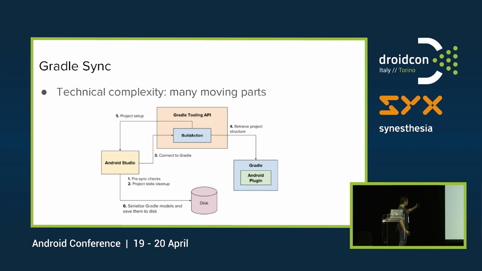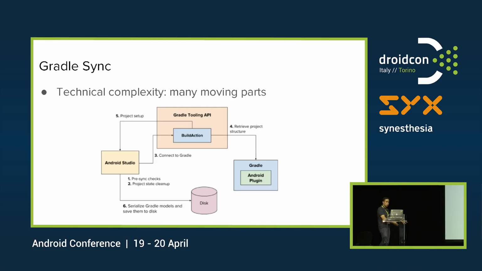Then, step number 3, we connect to Gradle using the build action. The build action is just a piece of code that contains the query for Gradle, and it's going to hold the results, and it's going to send that back to Android Studio. Then we have Gradle and the Android plugin, which is also a creation of Google, the Android plugin for Gradle. We retrieve the project structure from Gradle. We pass it through the tooling API back to the project. Those data structures are converted into modules, source folders, libraries. And then we take those modules and serialize them to disk.